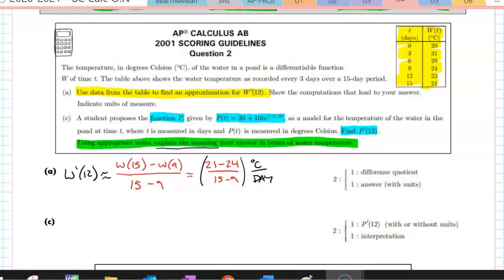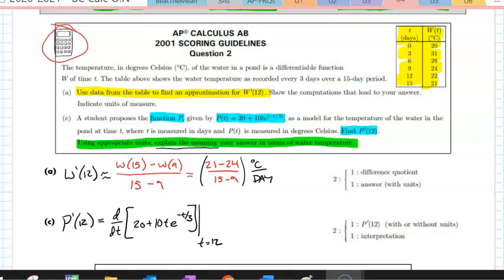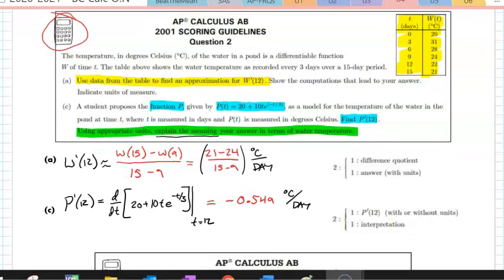Okay, for part C, we now need to find P prime of 12. And as much fun as it would be to take the derivative by hand, we are given the option of using the calculator in this particular problem. So we're going to go ahead and do that. We're going to take the derivative of function P at time equal to 12 using our calculator. Pause the video for a minute and check in with your neighbor to make sure you both know how to find the derivative using the calculator. Unpause the video then. I'll reveal the answer in 3, 2, 1. And we find P prime of 12 to be negative 0.549 degrees Celsius per day.